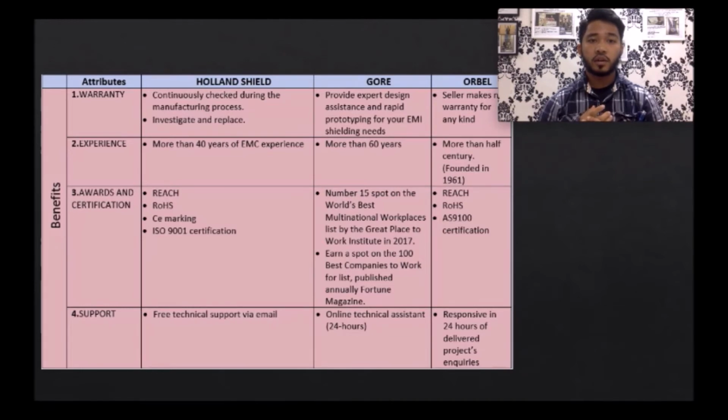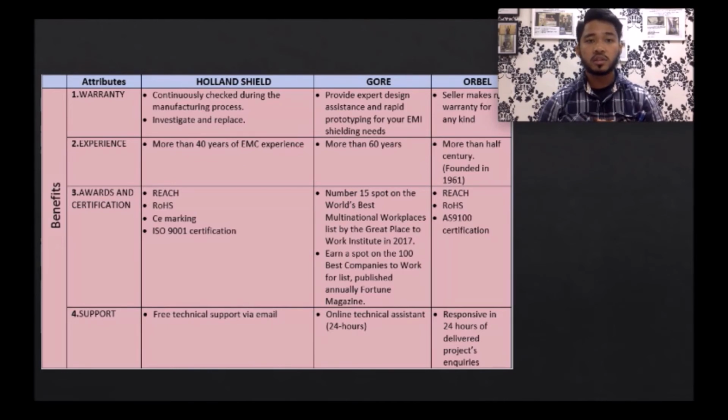For the second attribute of benefit is experience. In terms of Holland shield system company, they have operated for more than 40 years, while Gore has operated for more than 60 years, whereas Orbel has operated more than half century.